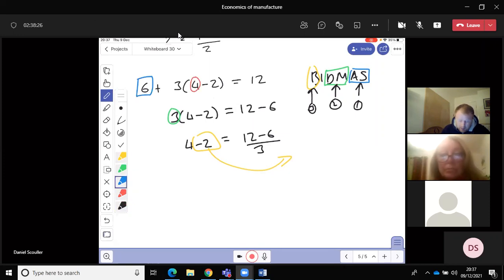So importantly here, that negative 2 doesn't get added to that top line. If you worked all that out, 12 minus 6 over 3, that would be 2. We have to take away the 2 from that whole term.